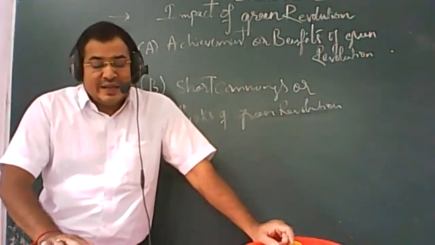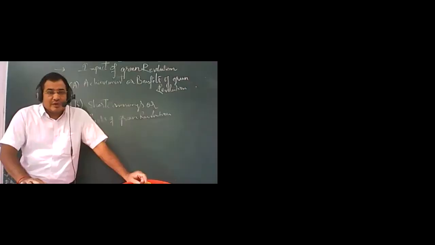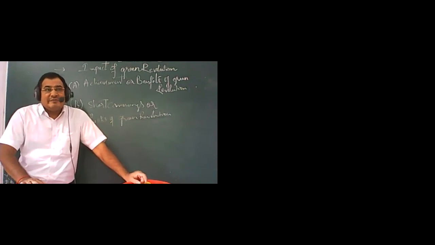So in this way, the shortcomings or risks of the green revolution were that it was restricted to limited areas and limited states, and it widened the gap between the rich and the poor. The farmers who were poor remained at their constant stage, but the farmers who were rich, who followed the policies of the green revolution, benefited much.